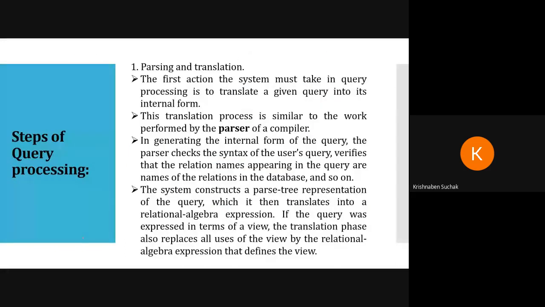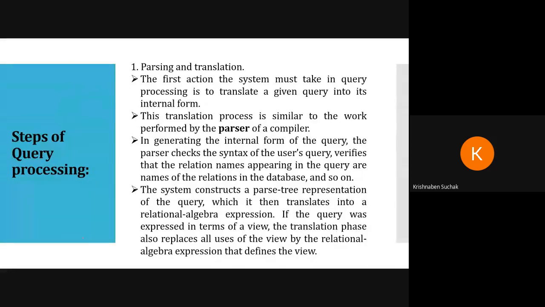So for first action, the system must take in query processing is to translate a given query into its internal form. So your given query, that means the query which you are writing in your language or the SQL language. Okay, or if you are writing that in SQL language, then that query first it is going to translate in its internal form. Then this translation process is similar to the work performed by the parser of a compiler.